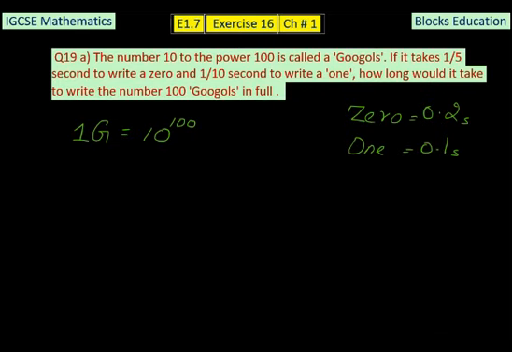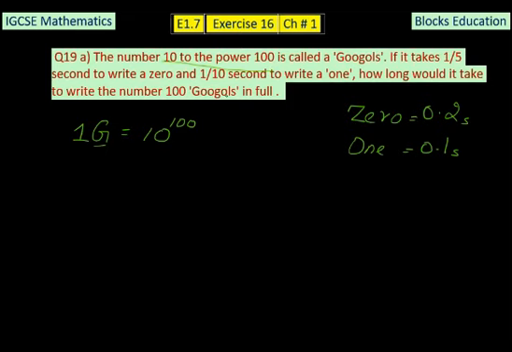Okay, so in question number 19, A part, it says the number 10 to the power 100 is called a Googol. If it takes 1 over 5 seconds to write a 0 and 1 over 10 seconds to write a 1, how long would it take to write the number of 100 Googols in full? Now see, I've already written some information. It means that to write 0, it takes 0.2 seconds, and to write 1, it takes 0.1 seconds. And we know that 1 Googol, I'm just representing with capital G, equals 10 raised to power 100, as given in the information, 10 to the power 100.